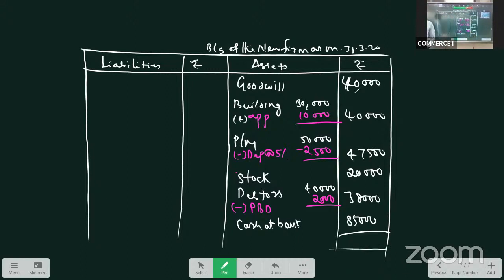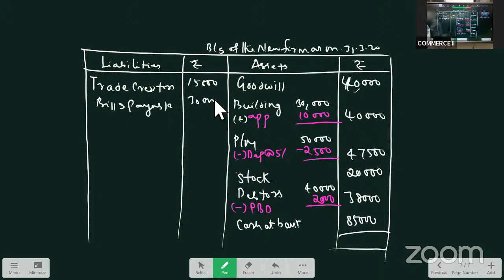Okay. Then on the liability side, we have trade creditors. How much? It is 15,000. Then we have bills payable. How much? 30,000. General reserve, P&L balance, we won't take because we have already distributed those two. We take capital of A, B, and C. We have prepared their accounts, no?